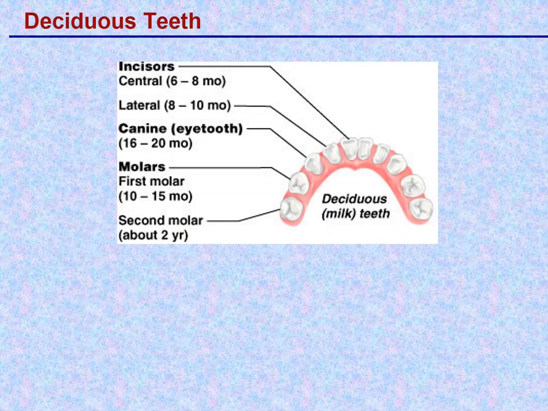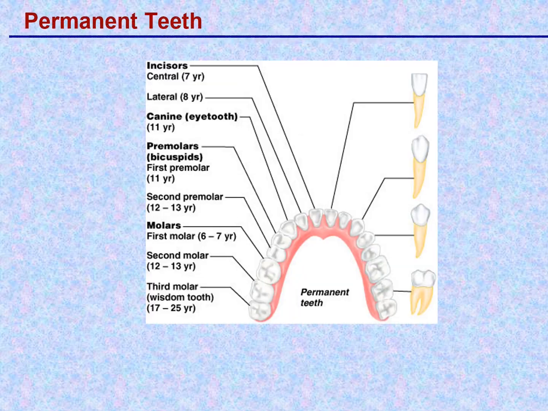Here you see a diagram. I'm not going to get into the details of deciduous teeth, occasionally called milk teeth, but they are the primary or deciduous teeth, and these are the permanent teeth. This, by the way, is the lower jaw, I believe. But I'm not, again, going to go into any great detail.